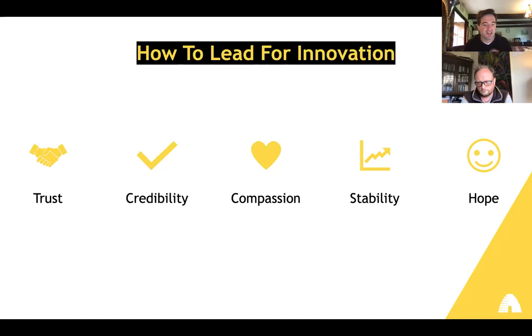We need to be compassionate. Innovation is dangerous ground. Innovation is fraught with failure. So we need to be compassionate with our people. We need to give them a psychologically safe environment, which we'll get onto in the next webinar, for them to feel safe and secure in the innovation environment that we're creating.